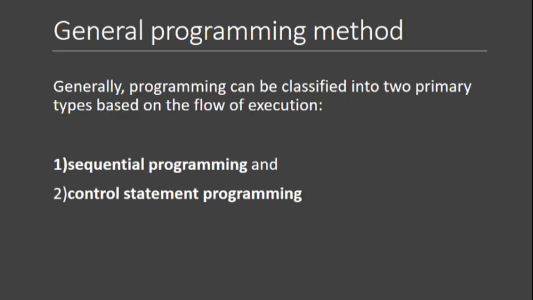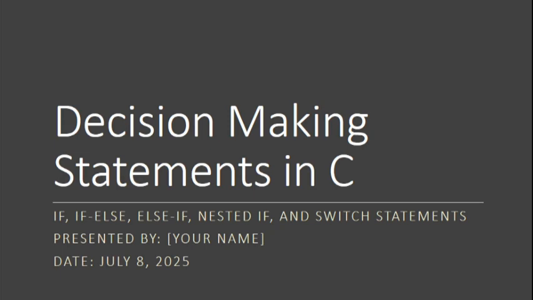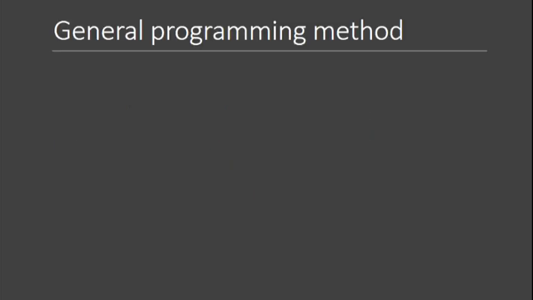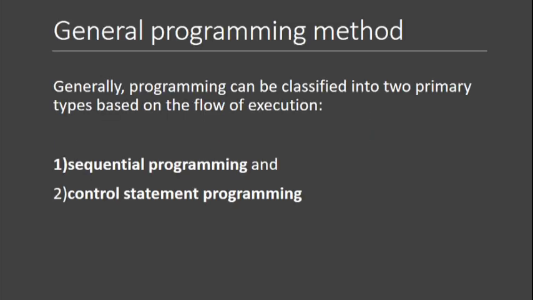Before going to discuss decision making statements, we are going to talk about what a general programming method is. General programming method can be classified into two primary types based on the flow of execution: sequential programming and control statement programming.